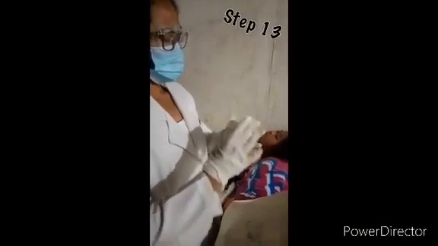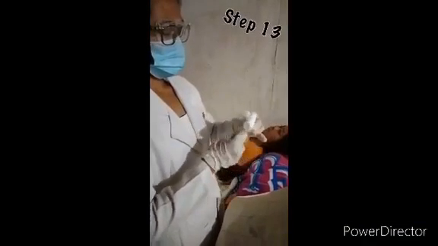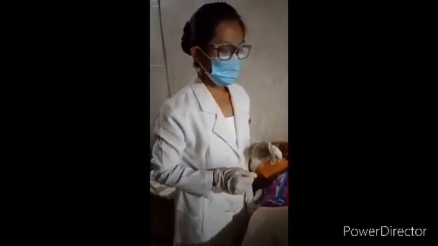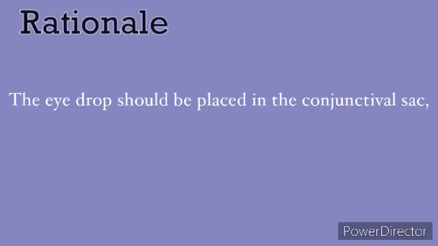Step number 13. Place thumb or two fingers near the margin of the lower lid immediately below the eyelashes and exert pressure downward over the bony prominence of the cheek. The lower conjunctival sac is exposed as the lower lid is pulled down. Rationale: the eye drop should be placed in the conjunctival sac, not directly on the eyeball.